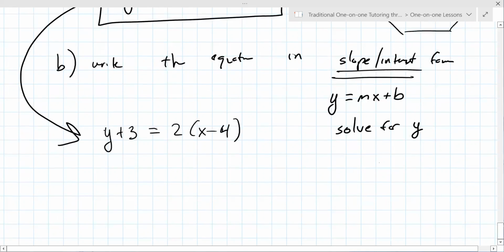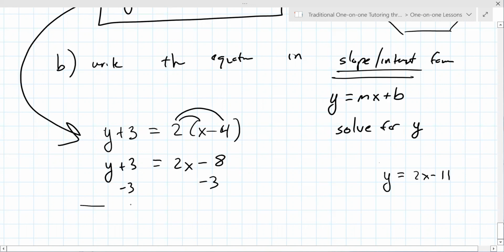I think I got it. What's your answer? y equals 2x negative 8. Or no. y equals 2x negative 11. Like this? Okay, we might have a winner here. So let's go: 2 times x, 2 times -4, so 2x minus 8. And then you have to subtract 3 from both sides. So y equals 2x minus 11.